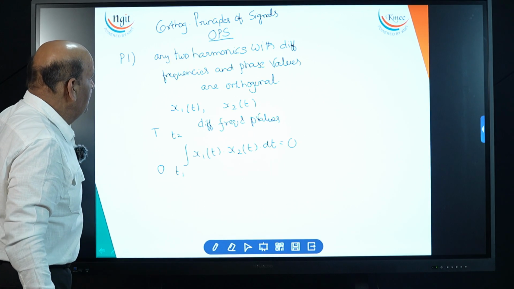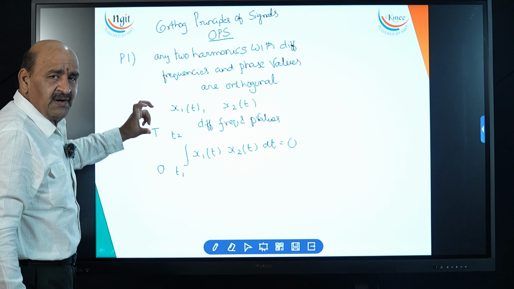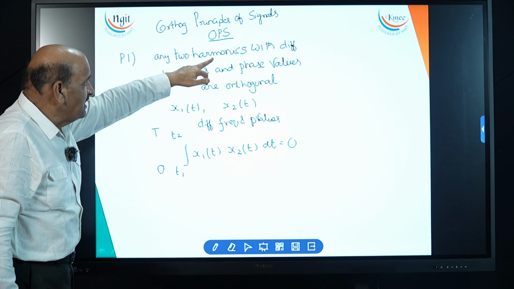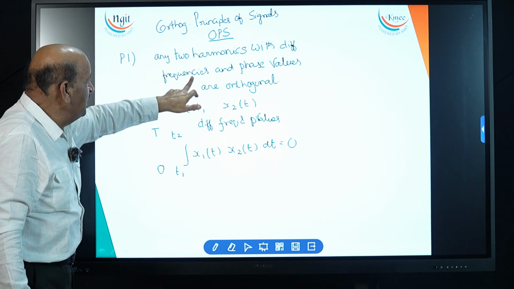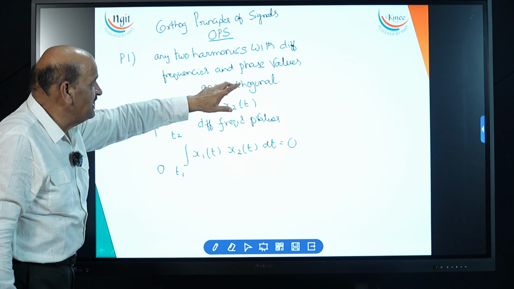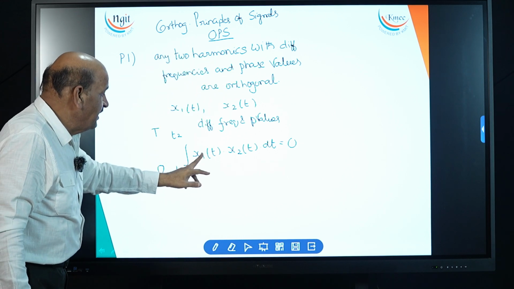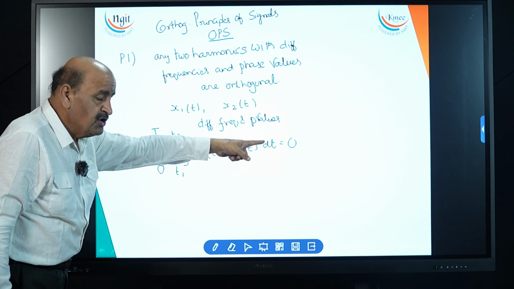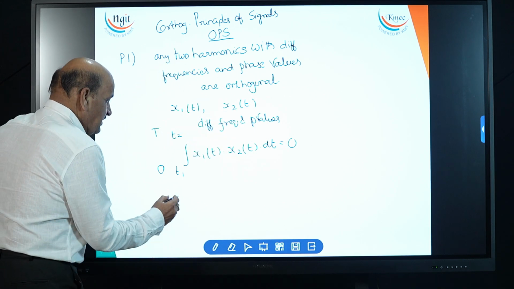This thing you have to observe very carefully. No need for any proofs, these are direct principles. Any two signals we call harmonics. Any two signals with different frequencies and phase values are always orthogonal. Orthogonality means multiplying two signals and integrating over the given time period, you should get 0. That is the orthogonality principle.